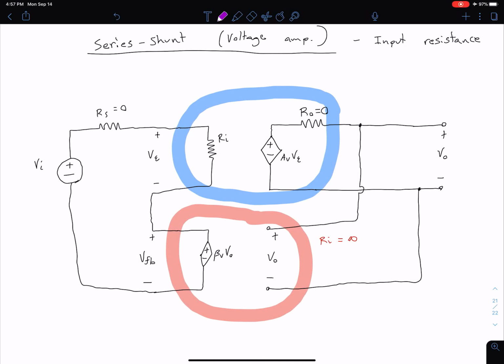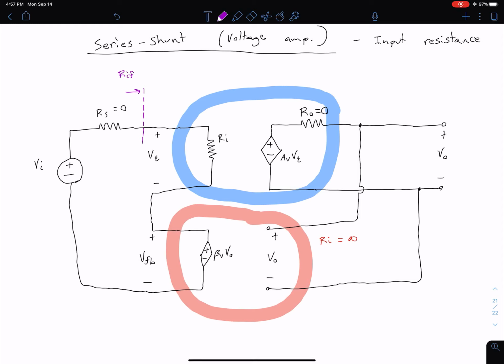So in this video, we're going to continue to look at our series shunt configuration, which is relevant for our voltage amplifier. But now we're going to look at our input resistance. So I'm going to define my input resistance as looking in here. So this is our input for our feedback amplifier.